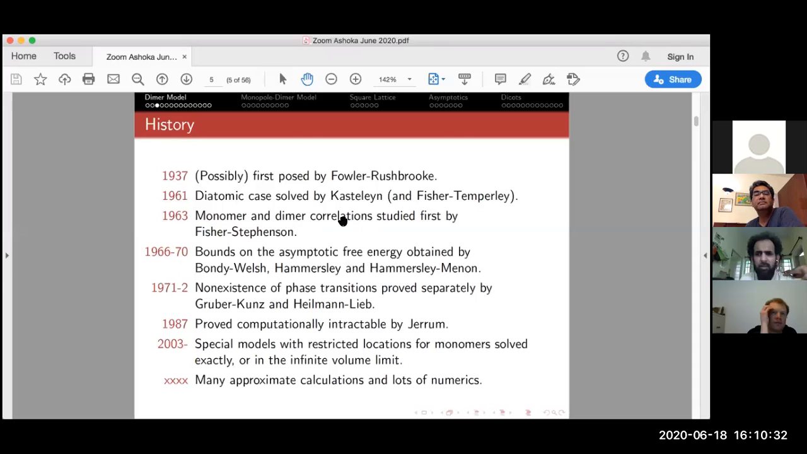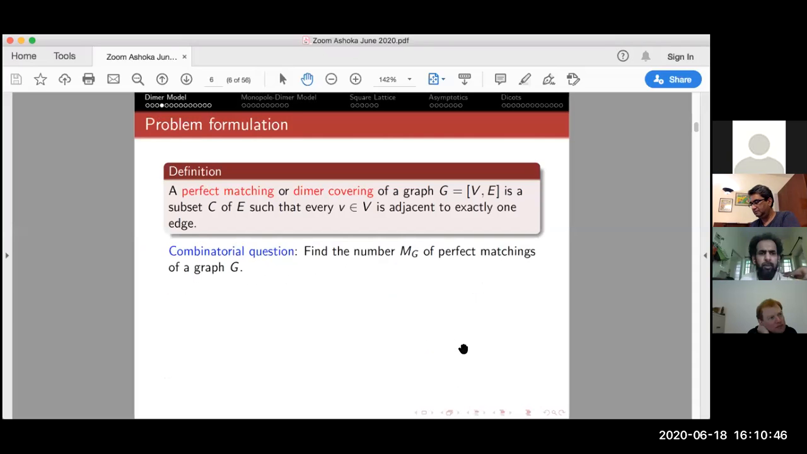Then there was some further work: correlations, asymptotics, phase transitions, etc. I don't want to get into a lot of detail, but a lot of work has been done on this model. So let me come to the mathematical formulation. You have an arbitrary graph G, which I write as (V, E). V is the set of vertices, E is the set of edges. For such a graph, a perfect matching, or a dimer covering, or a one-factor, is a subset of edges such that every vertex is incident to exactly one edge.